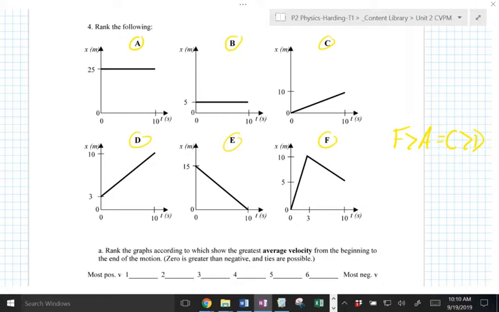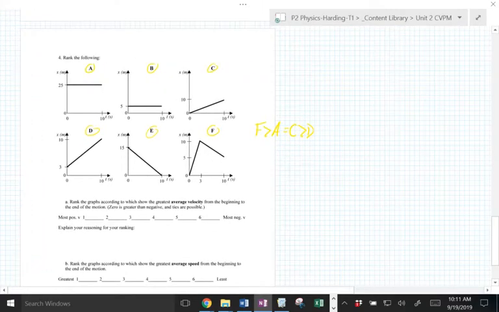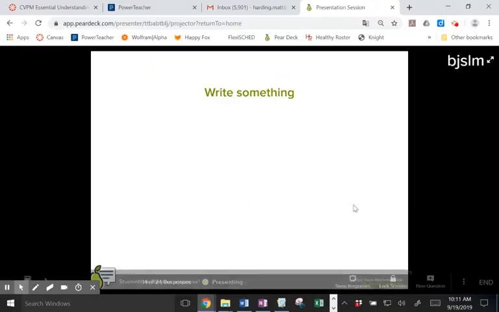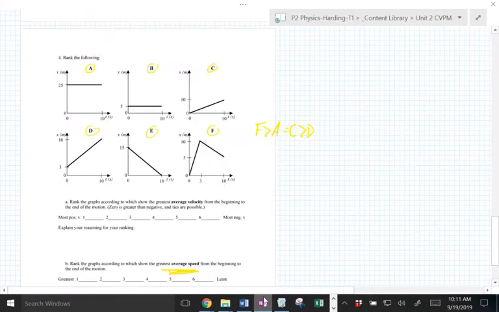How do things change when we rank on average speed? So how do things change when we go on average speed? So let me ask a new question. New question. There we go. Fitbit distance for average speed. We're doing speed now. Same math, but now on something different.